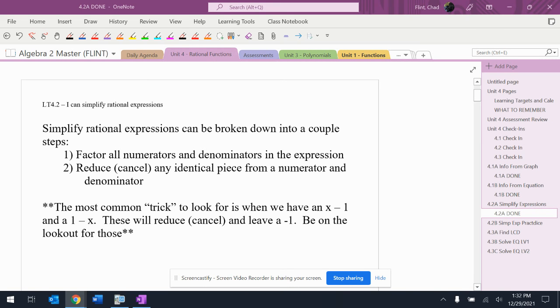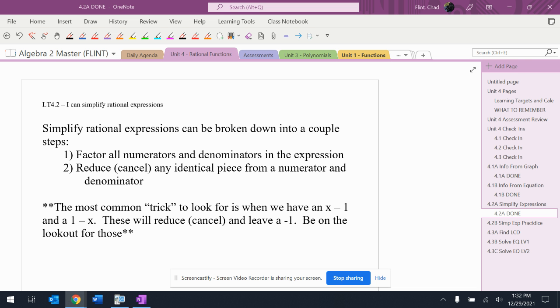All right, so the basis of this unit, the main thing that we need to be able to do is take the factoring stuff that we did before and apply it to two different situations here. The first one is going to be simplifying these expressions. And what this involves is basically factoring everything and then reducing things or canceling.